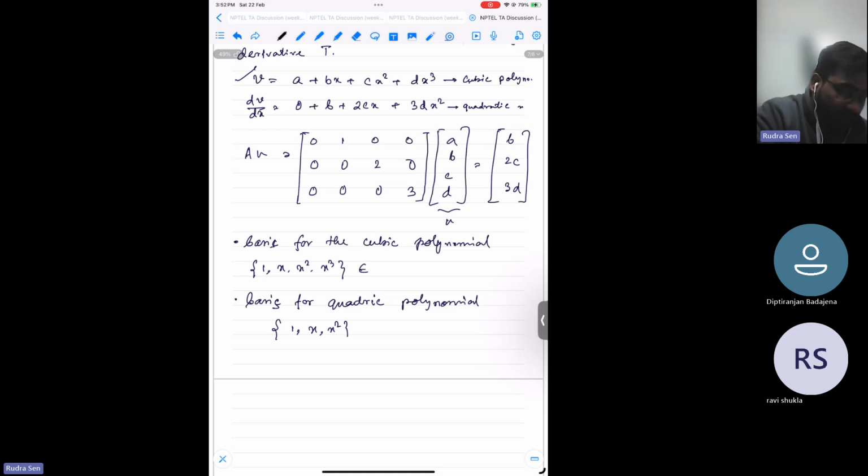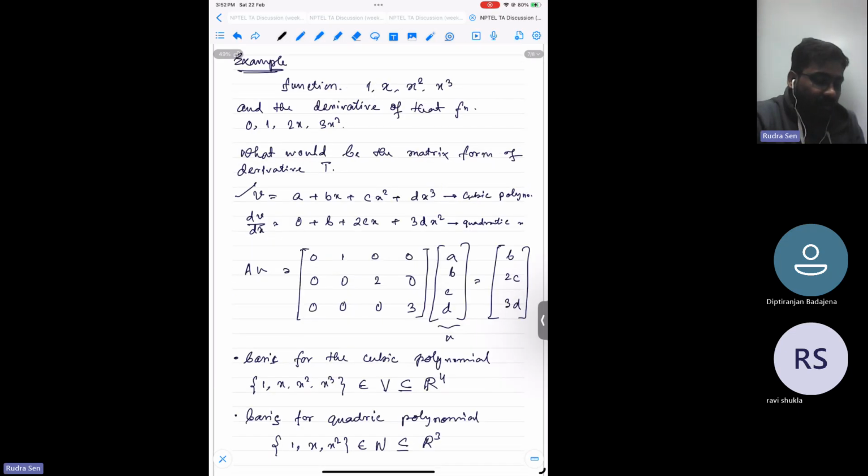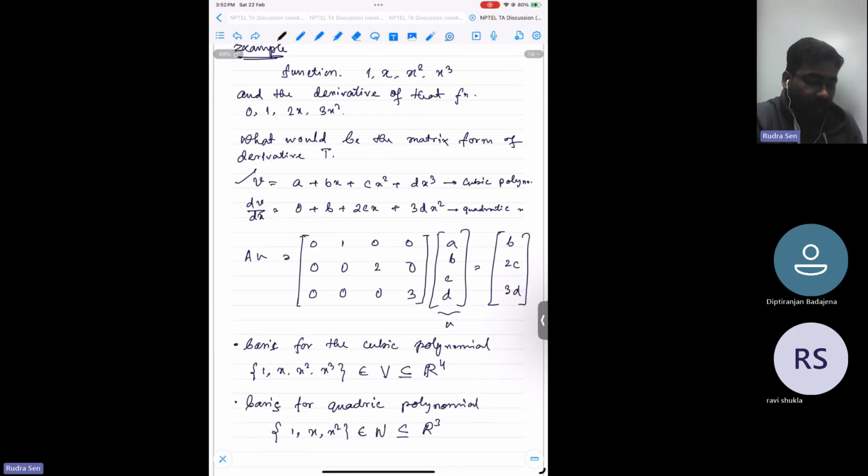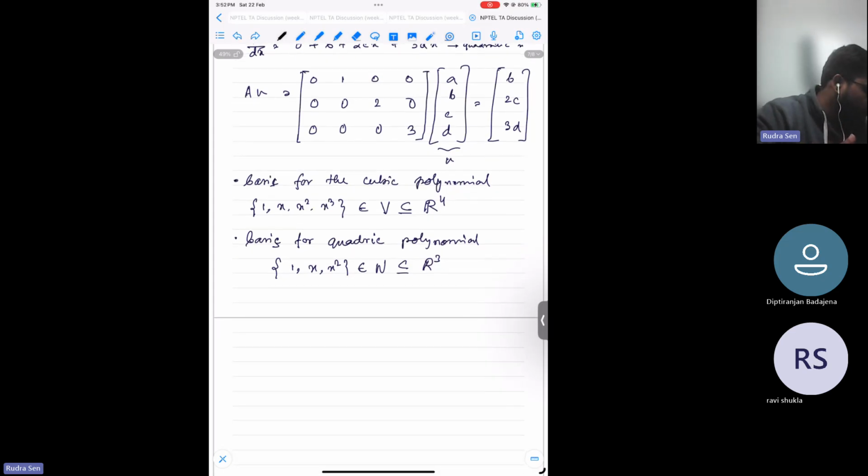So this belongs to, let's say, vector space V, which has dimension 4, basically a subset of R4. And this belongs to some vector space W, which is basically a subset of R3. So that's why our matrix becomes a 3 cross 4 matrix, because we are reducing the dimension. In the previous case, we were increasing the dimension, that's why our matrix became a tall matrix. But here we are reducing the dimension, so our matrix now becomes a fat matrix. Okay.